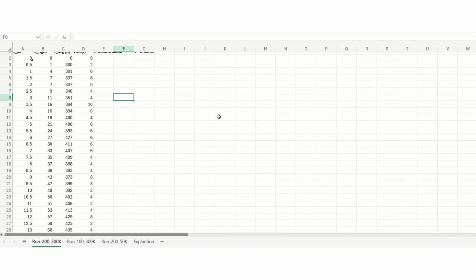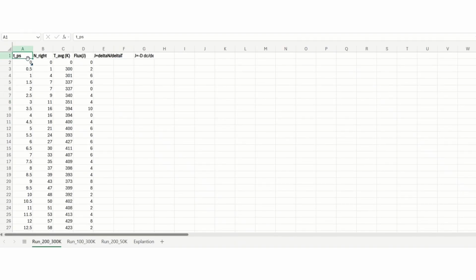In this Excel sheet that I made, here's the time and the number of atoms to the right, and then the average temperature as well. We also recorded the flux in here, which I will get to in a second. For this simulation, there are 200 blue atoms on the left side with a temperature of 300 Kelvin.